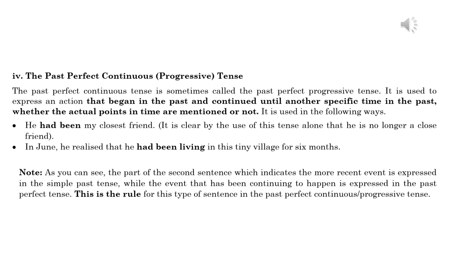Note: as you can see, the part of the second sentence which indicates the more recent event is expressed in the simple past tense, while the event that has been continuing to happen is expressed in the past perfect tense. This is the rule for this type of sentence in the past perfect continuous or progressive tense.